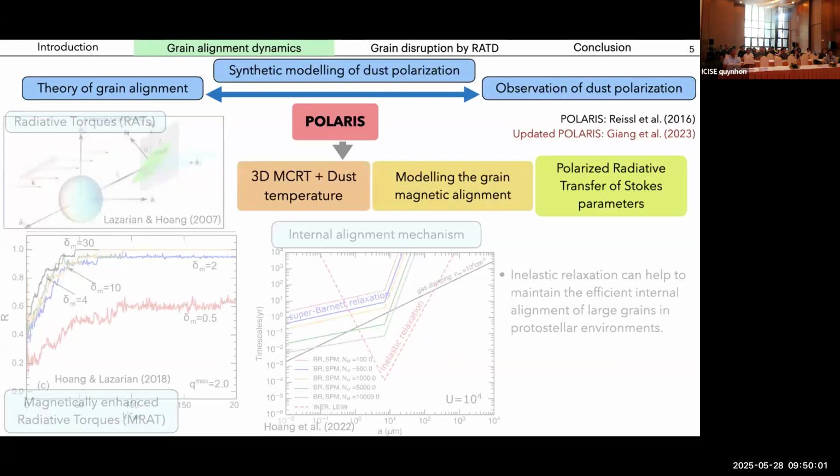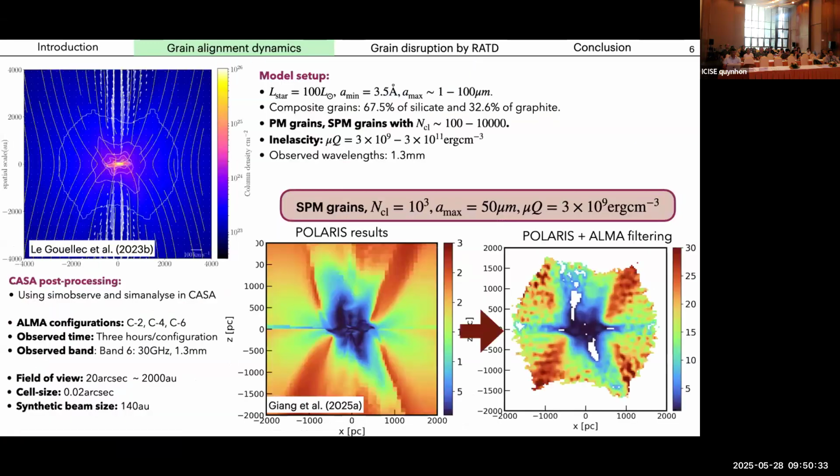So in order to test our theories, we improved the POLARIS radiative transfer code. Basically, we perform detailed modeling of the internal and external alignment of dust grains, depending on the grain's magnetic properties. Then we use POLARIS to model the grain alignments, and then we use the grain alignment results in order to solve the polarization Stokes parameters. The result will be compared with ALMA observations in order to test our theories and try to constrain the grain properties. So in more detail, we adopt the embedded simulations of the intermediate-mass Class 0 young stellar object from Le Gouellec et al. 2023.